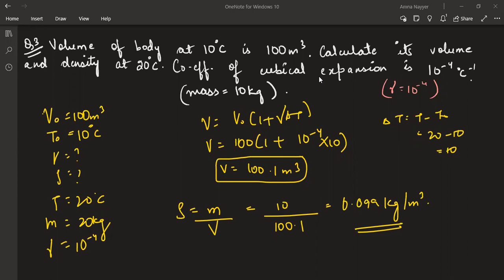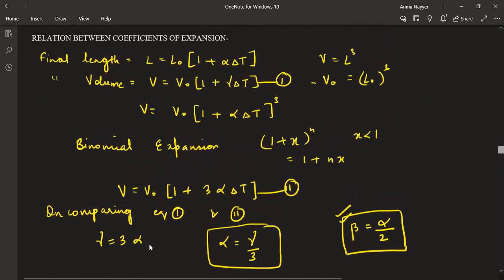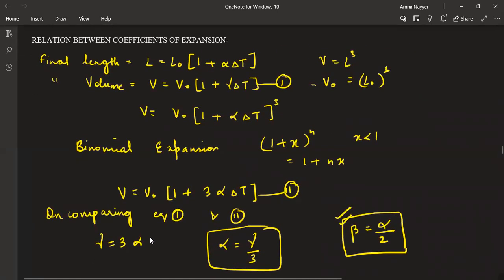Now, between their coefficients: the coefficient of linear expansion was alpha, the coefficient of superficial expansion was beta, and the coefficient of cubical expansion was gamma. So there is a relation between all these three. That derivation you do not need to do, though it's written over here. This is the relation which you should remember: gamma is equal to 3 alpha, alpha is equal to gamma by 3, and beta is equal to 2 alpha. Just in case it is required, you can use it.